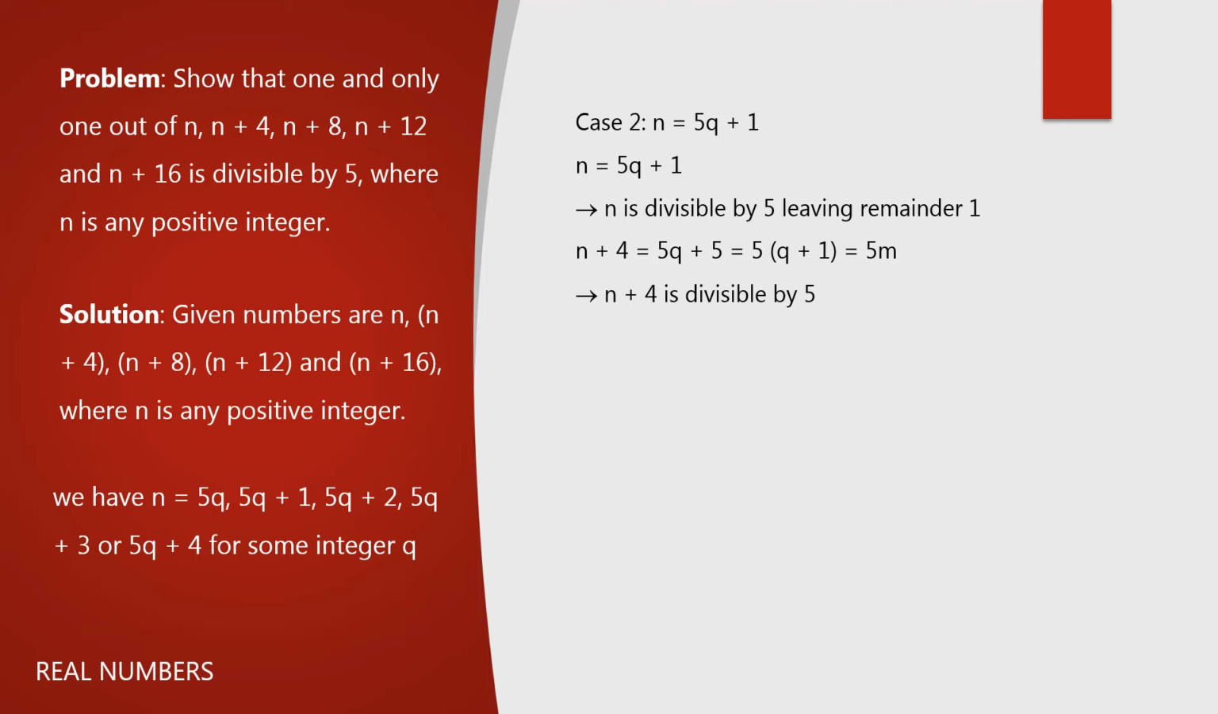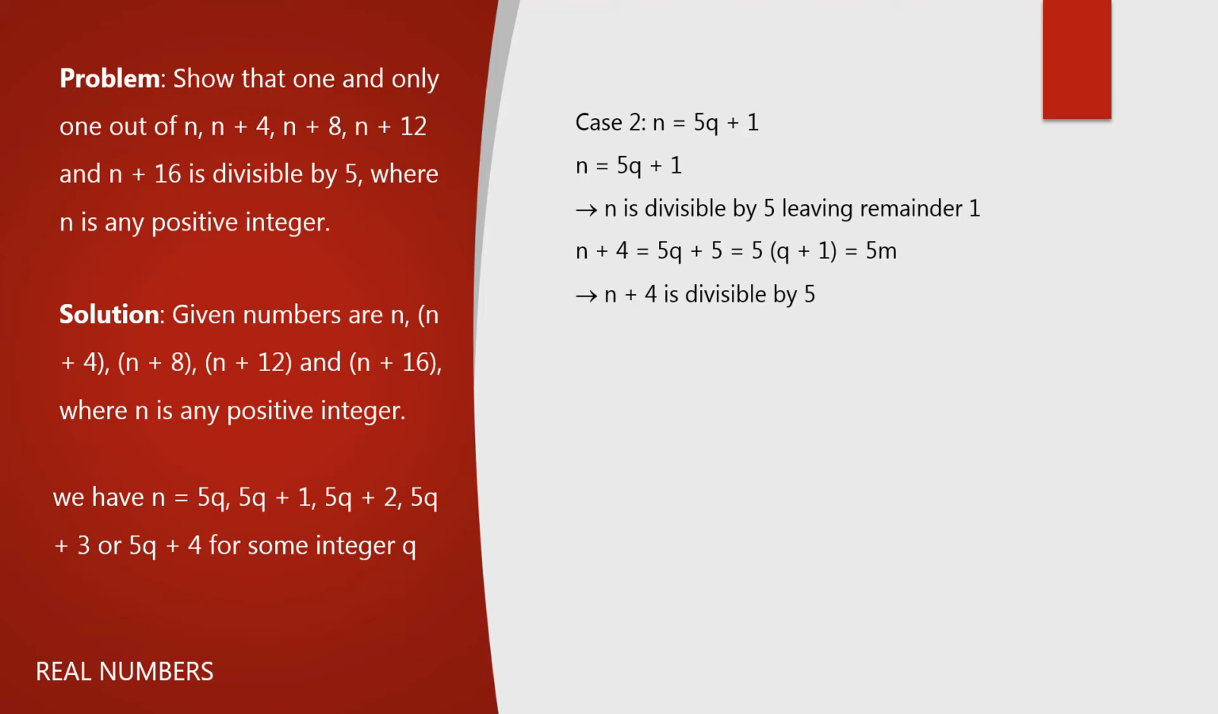Already n is 5q plus 1 we have taken. Now n plus 4 will become 5q plus 1 plus 4, that is 5q plus 5. Now in 5q plus 5, the remainder r should always be less than the divisor. Now 5 is equal to 5, this is equal to the divisor. That's why I can take 5 common, 5 into q plus 1, that is equal to, I can write 5m.